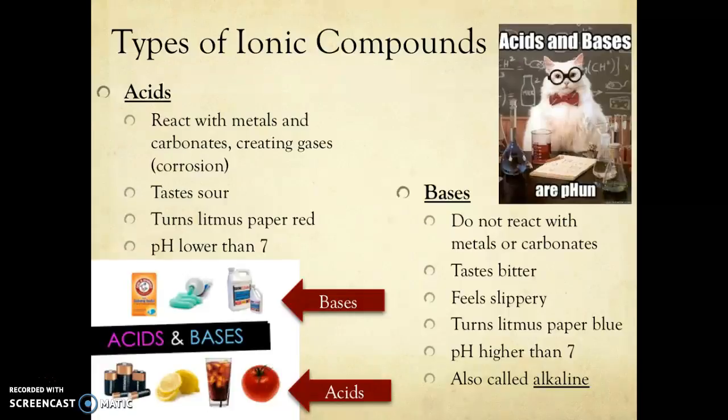There is something called an indicator, which we're going to talk about in just a moment. And an example of an indicator is something we call litmus paper. Acids will turn litmus paper red, whereas bases will turn the litmus paper blue. We're also going to talk about pH in a moment, but acids have a pH lower than 7, whereas bases have a pH higher than 7. Bases are also sometimes called alkaline. So just so you know, if you see that word, it's referring to something that is a base.